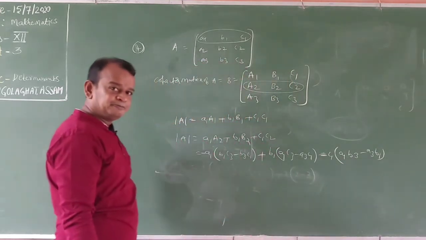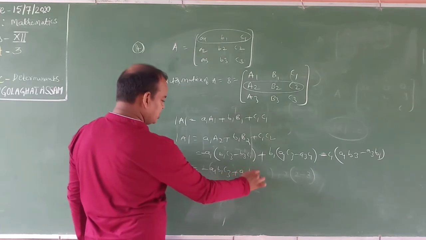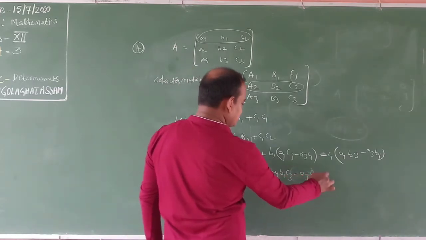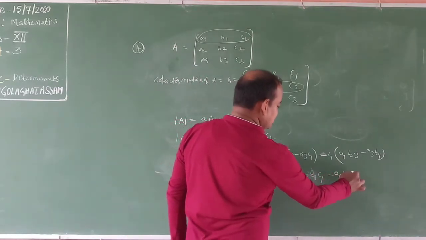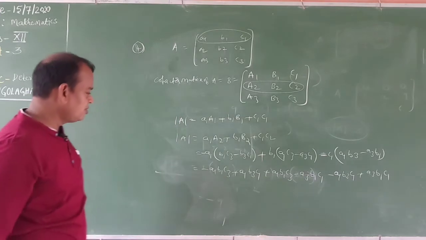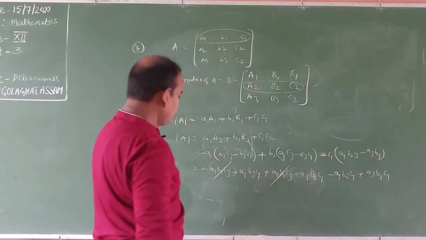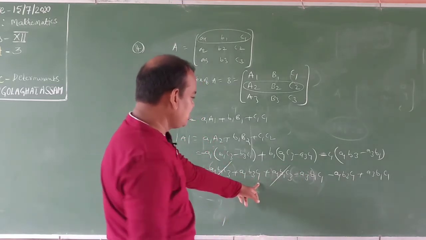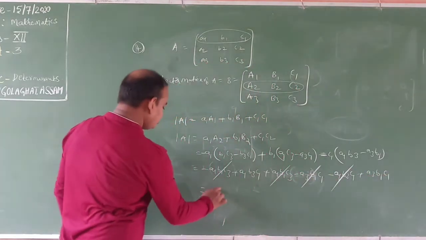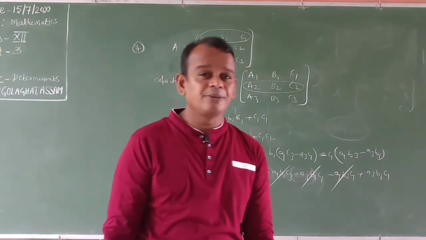Now calculate. Minus A1 B1 C3 plus A1 B3 C1 plus A1 B1 C3 minus A3 B1 C1 minus A1 B3 C1 plus A3 B1 C1. Just general multiplication. What happens? The terms cancel out and the determinant must be equal to 0.